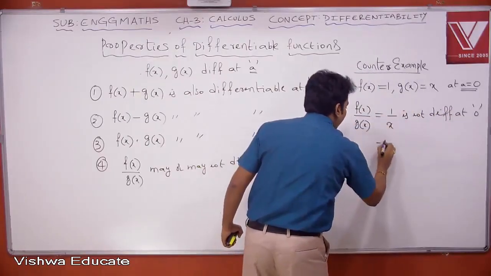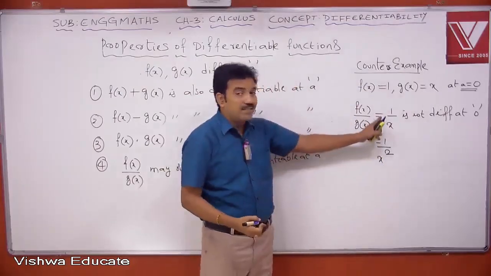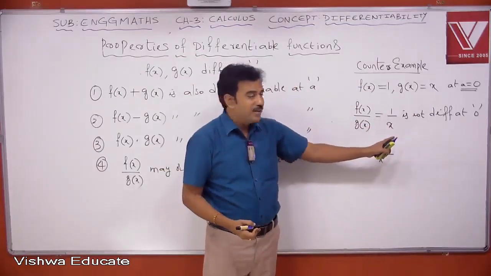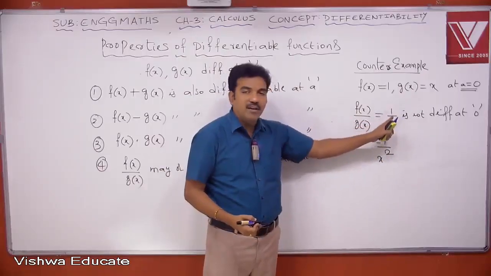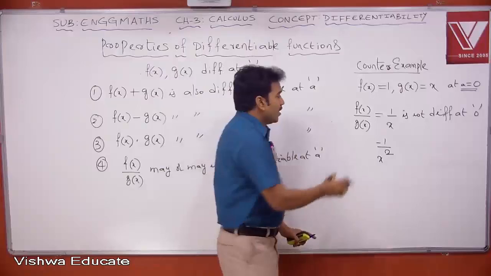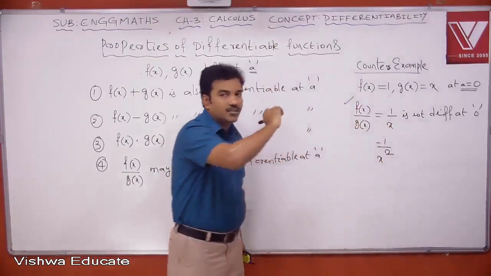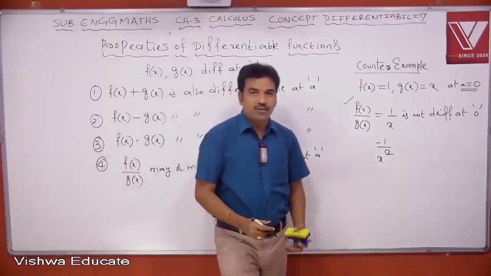Because when you differentiate this, the result will be minus 1 by x square. Of course, 1 by x does not exist when x is 0. So the function has no meaning when you replace x by 0. Ultimately, it has no derivative. Therefore, the ratio need not be differentiable. This is one of the best counter examples. Okay, so note down these points.